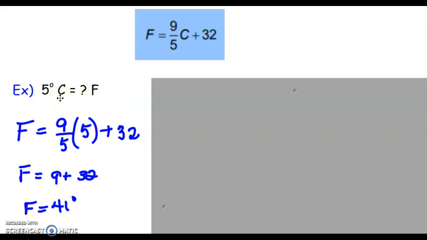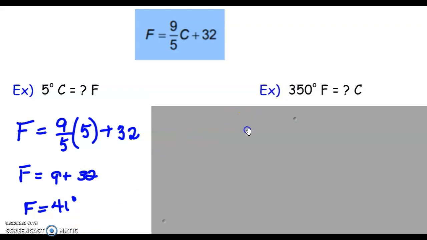So if I'm given the Celsius temperature is 5 degrees, I simply plug that into my formula and simplify it. Now you can use your calculator, or this is a pretty quick calculation here. The 5's cancel. We're left with 9. 9 plus 32 is going to give me 41 degrees Fahrenheit.